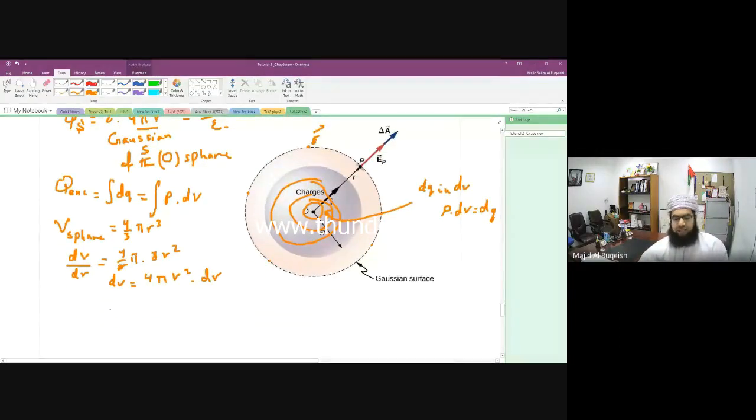Okay, moving slowly to make it clear with you. So what I'm preparing now, I prepared dv, which is this one. I know rho from the equation, so now I can get Q enclosed.